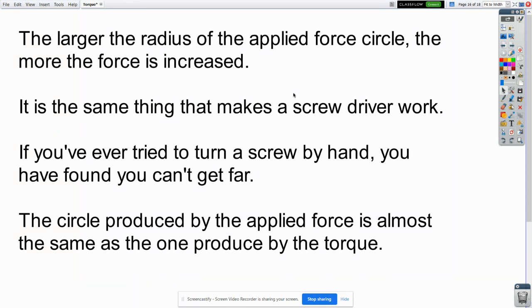It's the same thing that works in a screwdriver. When you try to turn a screw by hand, literally putting your thumb and your finger on the screw itself and trying to turn it, you don't generally get very far because the circle that's being produced by your applied force is pretty much the same as the circle that's being produced by the torque. You're getting no mechanical advantage, as we call it. So whatever force you're applying is identical to the force being applied by the torque. There's no multiplication of force happening there.